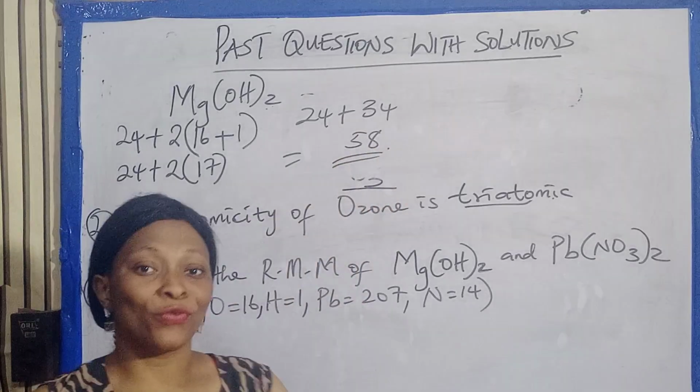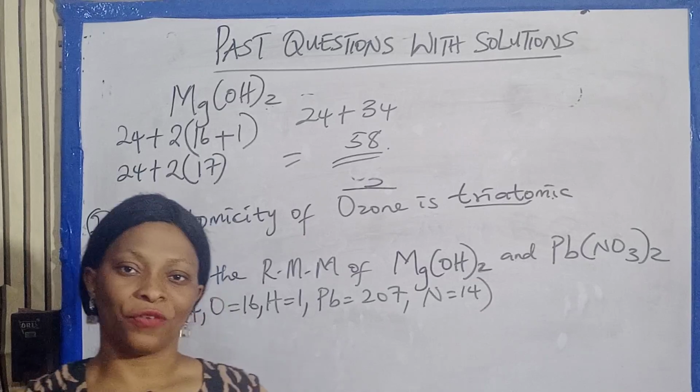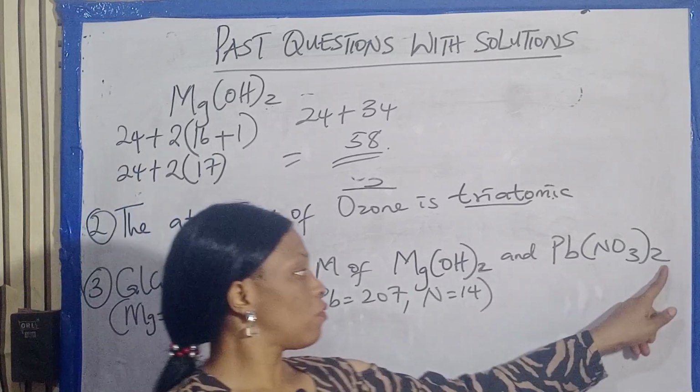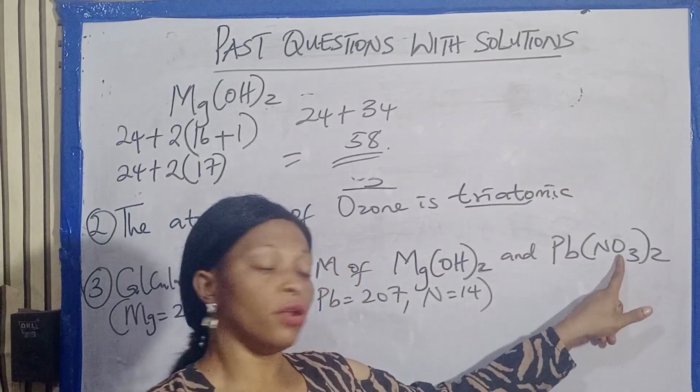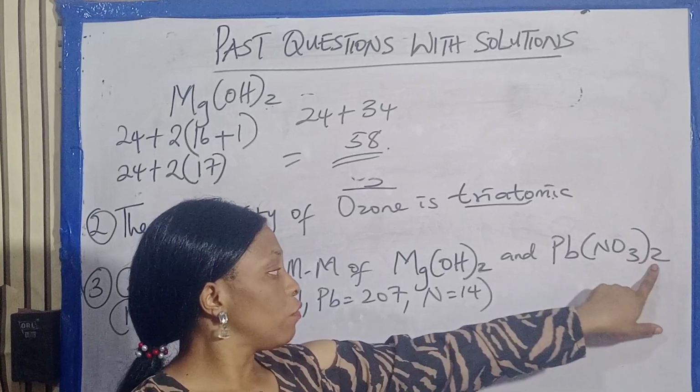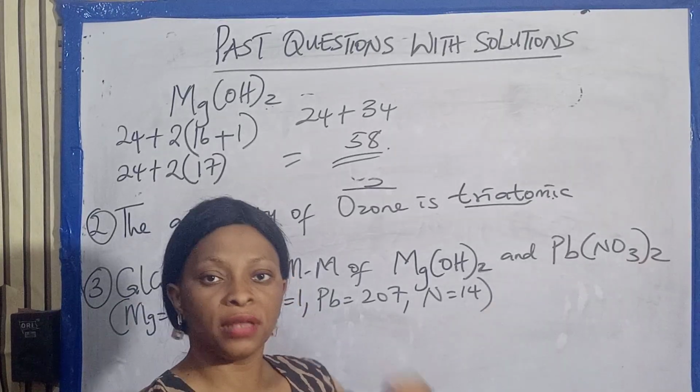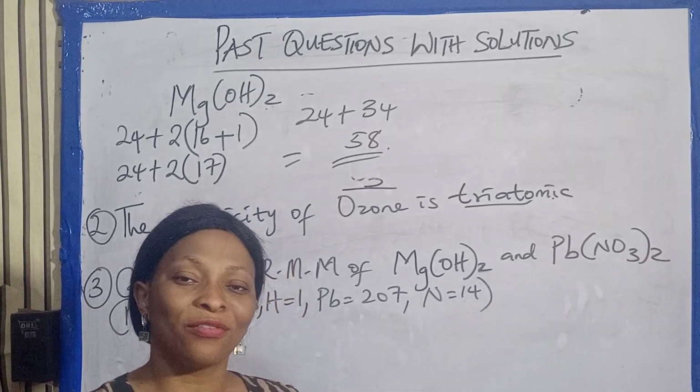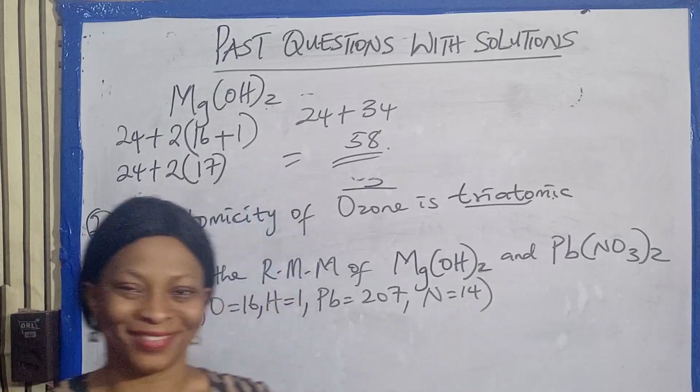Now, I want you to solve that of lead(II) trioxonitrate(V). Remember that this 3 here is only owned by the oxygen, and this 2 here is owned by all of them in the bracket. So I would like to have your answer in the comment section.